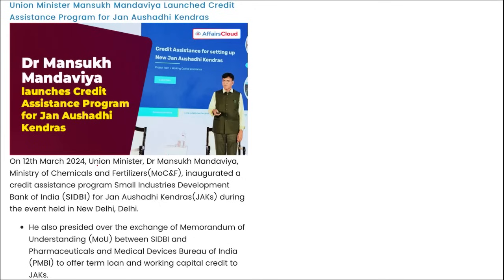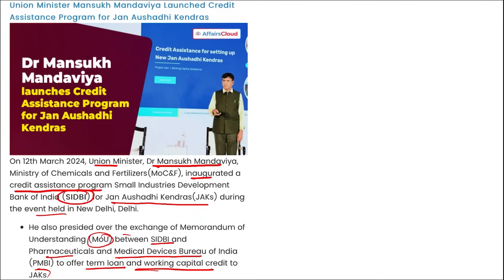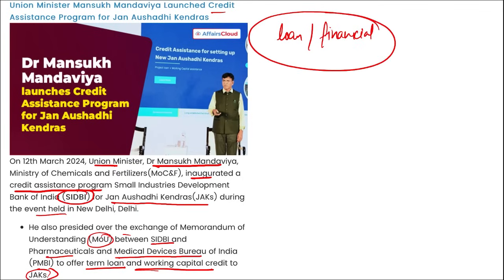Correct. Here you can see Union Minister Dr. Mansukh Mandviya inaugurated a credit assistance program of SIDB for Jan Aushadhi Kendras during the event held at New Delhi. He also presided over the exchange of MOU between SIDB and Pharmaceuticals and Medical Device Bureau of India to offer them loan and working capital for Jan Aushadhi Kendras. Right? So basically, what is this credit assistance program? To provide loans and financial help so that these Jan Aushadhi Kendras can grow. If we talk about SIDB, they have also partnered with the government of Bihar in order to set up a startup ecosystem there.